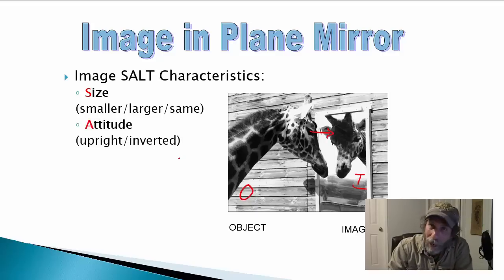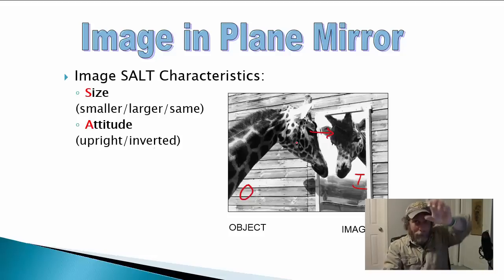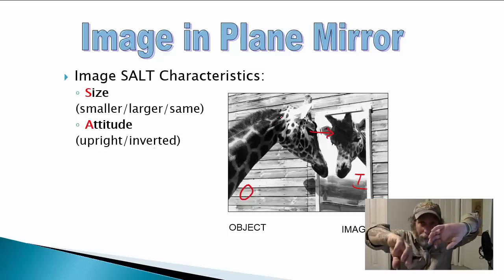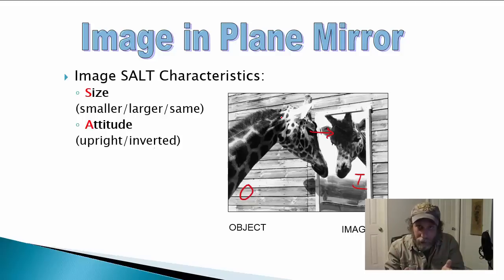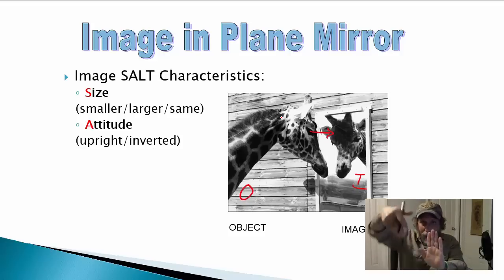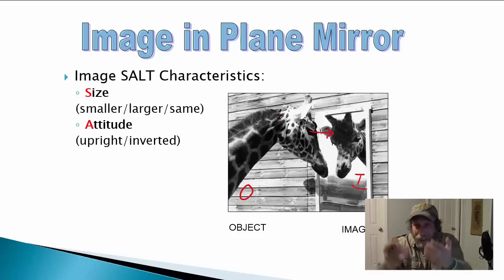A stands for attitude, whether or not the image is upright or inverted with respect to the object. Now, if this giraffe was upside down, the real giraffe, the object, the image would be upside down. That is the same attitude. If one thing's upside down and the other thing's upside down, that's the same. But like I said earlier, you don't stand upright and look in a mirror and then your image is upside down. The attitude is the same. So we say that the image is upright.